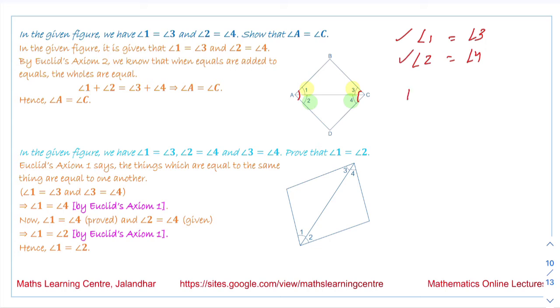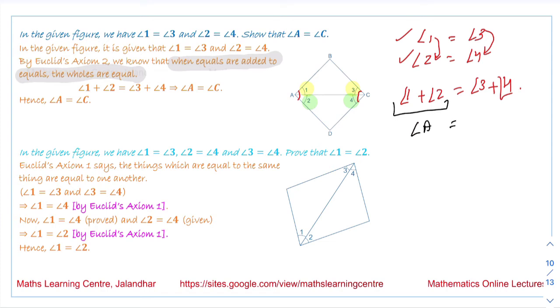Now if I add these values, I am adding angle 2 to this and angle 4 to this. So what we are using over here is, when equals are added to equals, the wholes are equals, and this total angle is angle A, and this total angle is angle C. So we have obtained this answer.